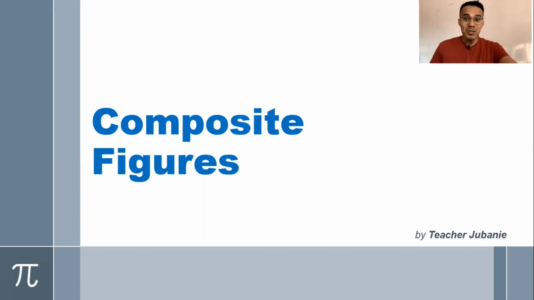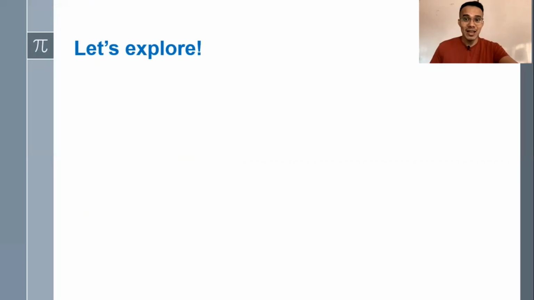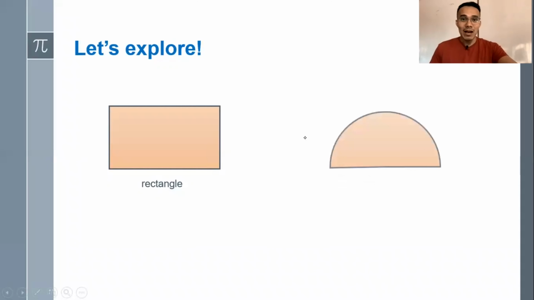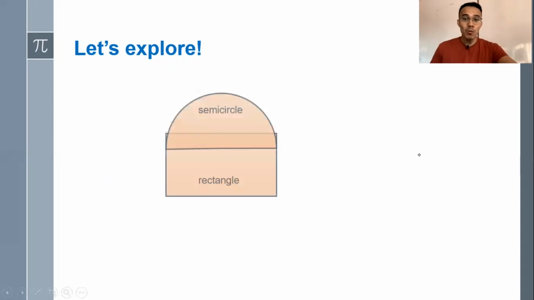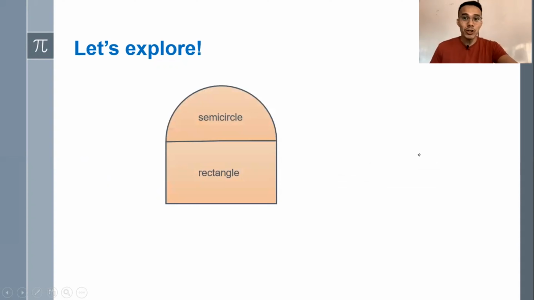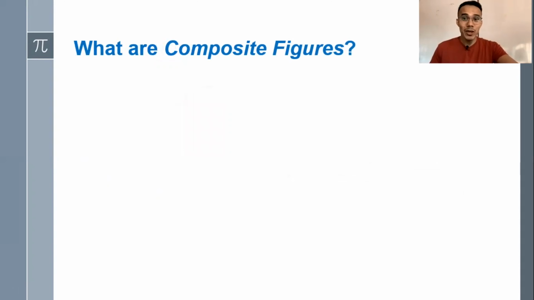What are composite figures? Let's have an exploration first. Let's discover what composite figures are. I have here a rectangle. I have here a semicircle. Now, if we are going to put them together in order to form another shape, then we call this figure a composite figure. Now, what do you mean by composite figure or composite figures?